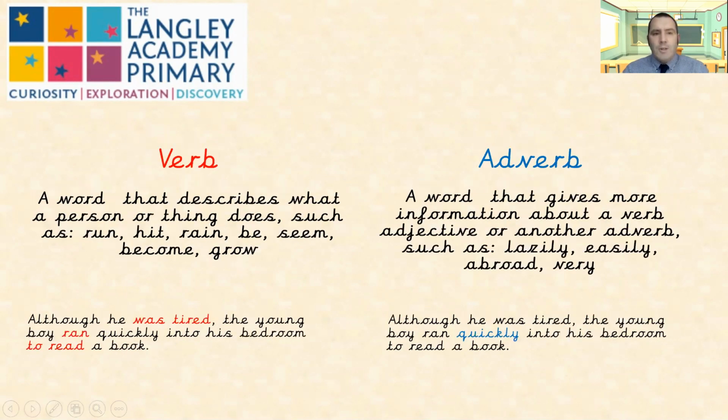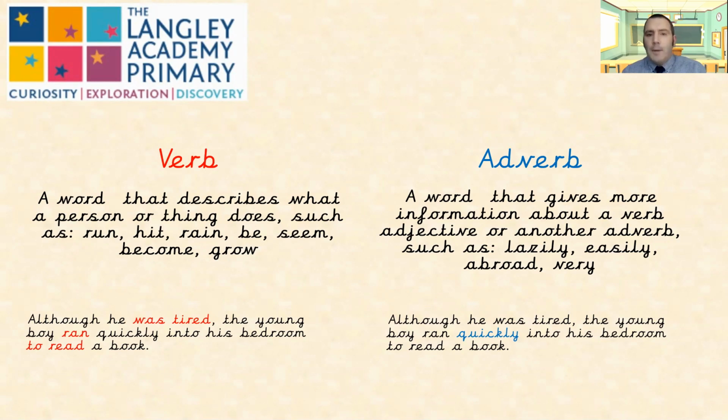Next, we've got verbs. So they're a word that describes what a person or thing does, such as run, hit, rain, be, seem, become, and grow. So our sample sentence or example underneath with our verbs in red. Although he was tired, the young boy ran quickly into his bedroom to read a book.